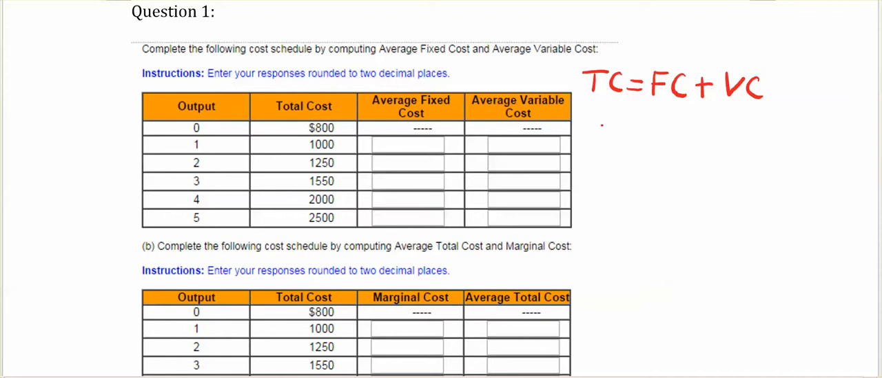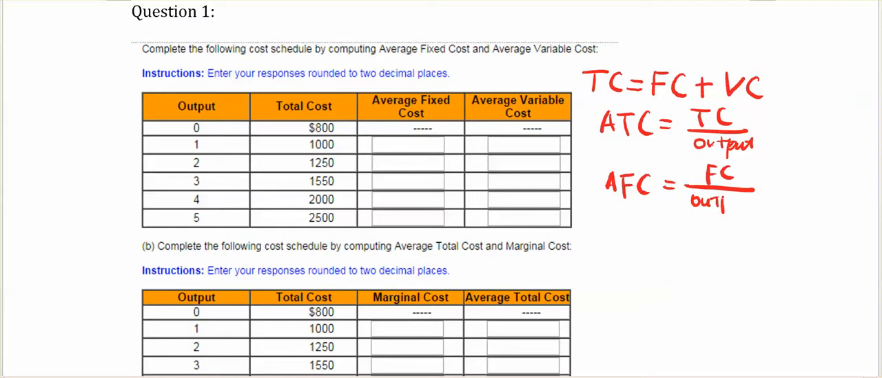The next cost we learned is the average total cost. The average total cost equals the total cost divided by the output. The next cost is called average fixed cost. Average fixed cost equals the fixed cost divided by total output. The next cost is called average variable cost, which is equal to the variable cost divided by output. So this is the first concept we need to know.